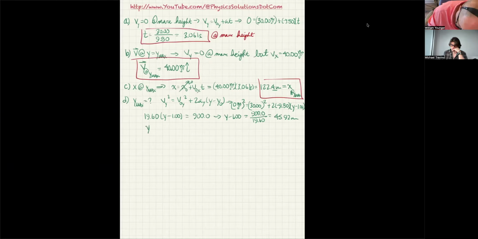So the y max is equal to 46.92 meters, because we have to add 1 to both sides to actually solve for y. So plus 1.00 plus 1.00. That's how I got 46.92. Does that make sense? All right. So that was the way we did it, and I didn't have to use any variables that I'd already calculated, so that's a little safer.